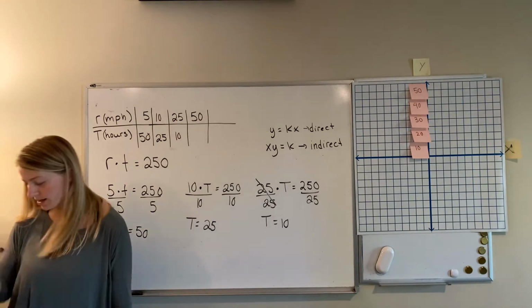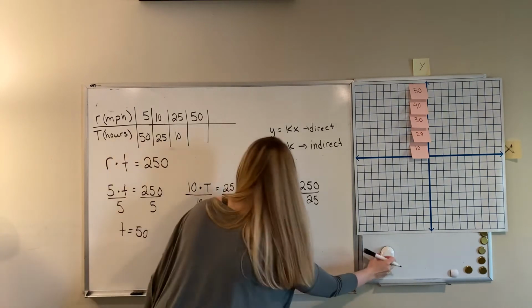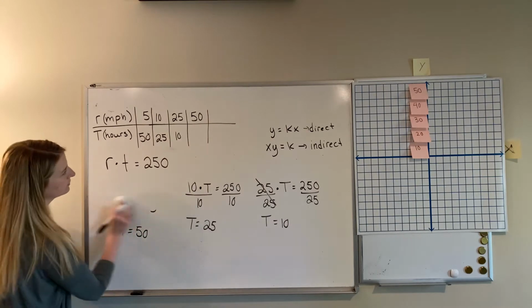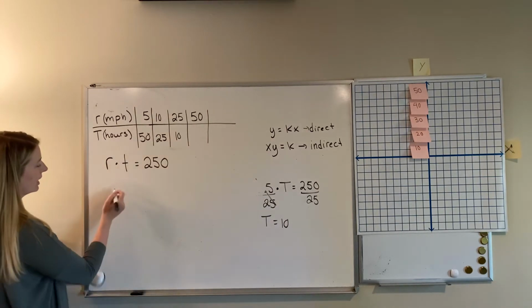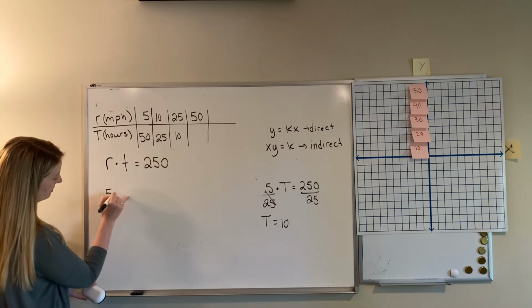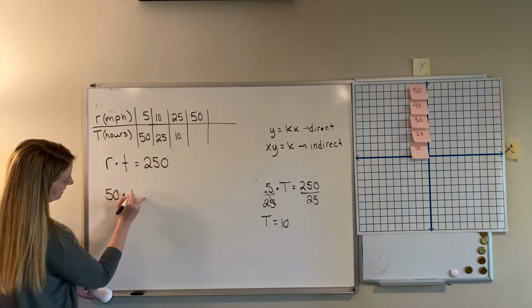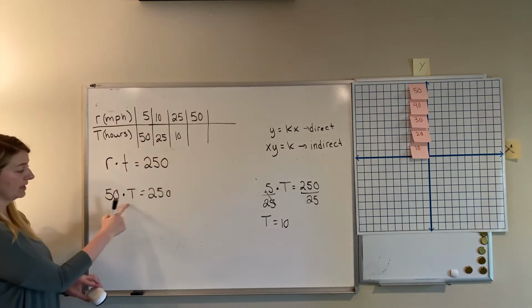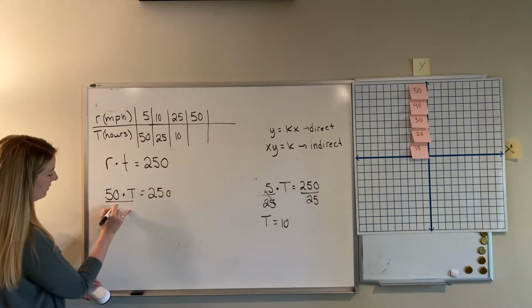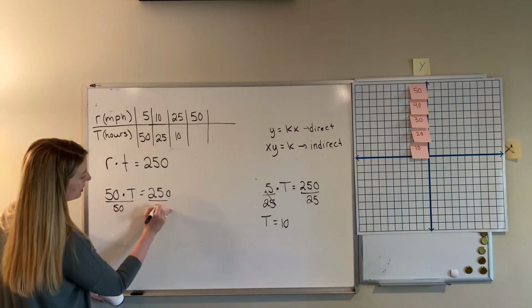One last one. We have 50. So if we're going at a rate of 50 times t equals 225, how long will it take us to travel the same distance if we're going 50 miles per hour now?